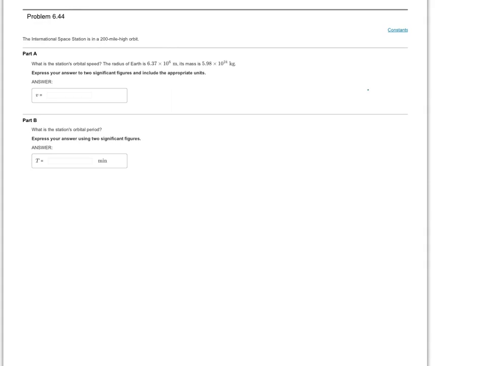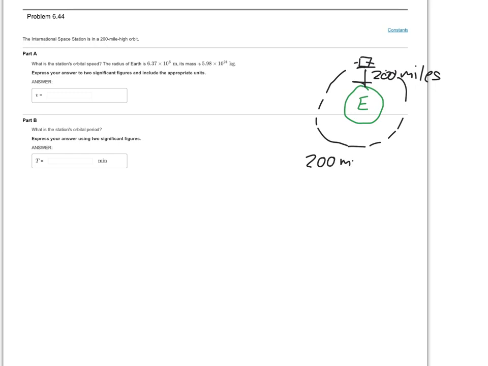First thing I'm going to do, though, is think about the actual orbit of it. So there's the Earth there. We have this International Space Station orbiting around the Earth like that at a height here of 200 miles. So the first thing I'm going to do is I'm actually going to convert that 200 miles into meters. I know that 1 mile is 1,609 meters. And so that 200 mile height above the surface is actually 321,800 meters above the surface.